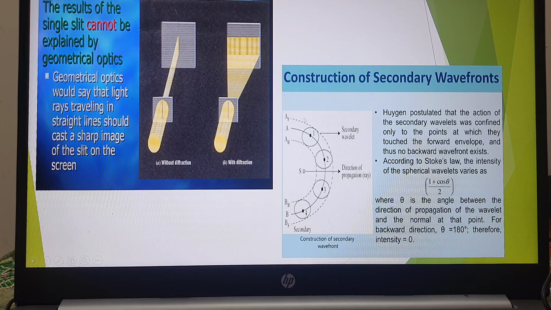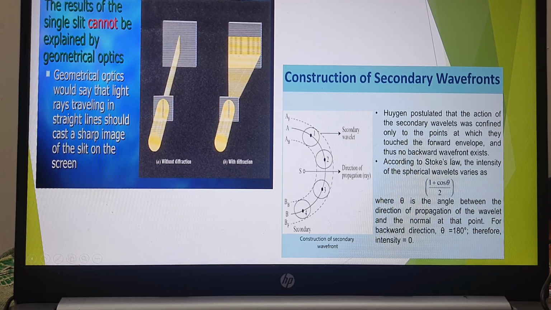We can observe here the construction of secondary wavefronts. So this is one wave. Here S is the source of light or propagation. Then the first wavefront, A, B, and from A to B it produces secondary wavelets, and the second wavefront appears and forms.